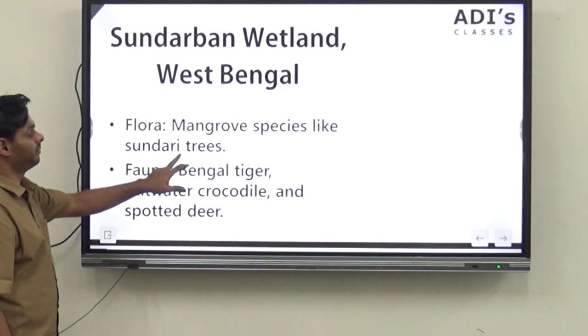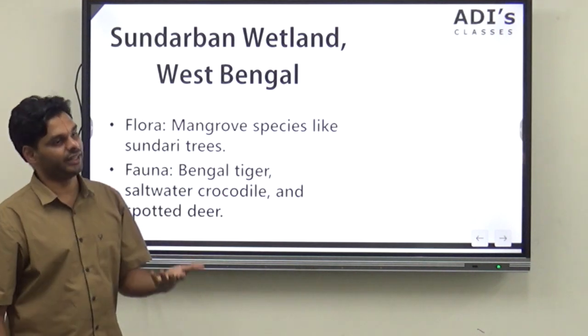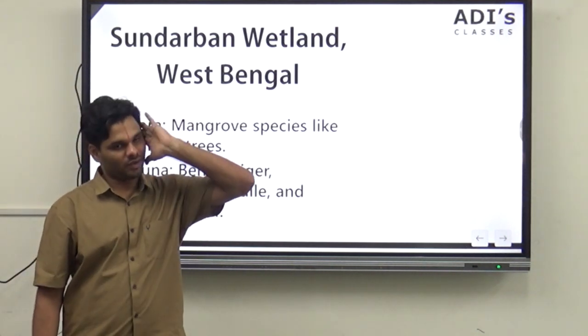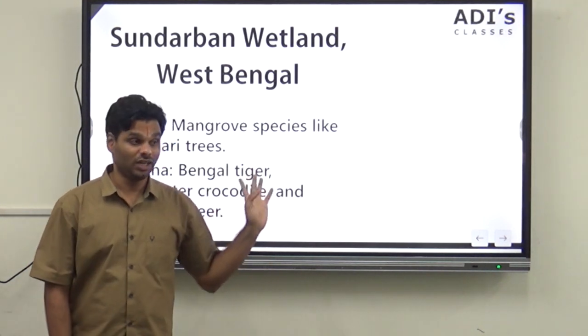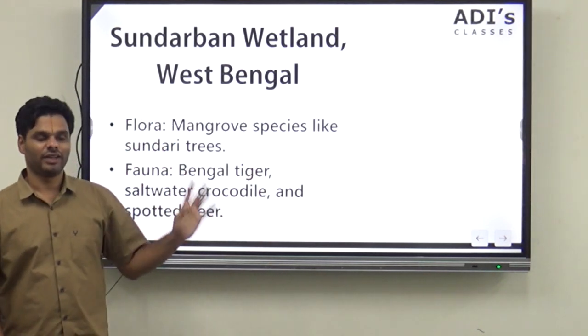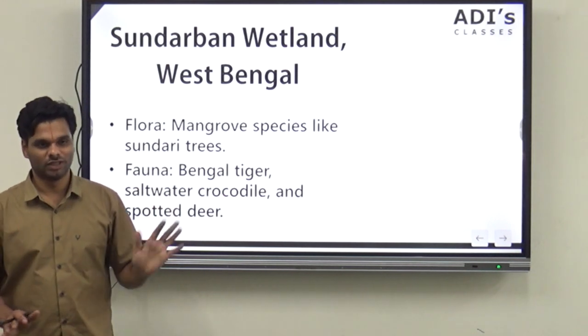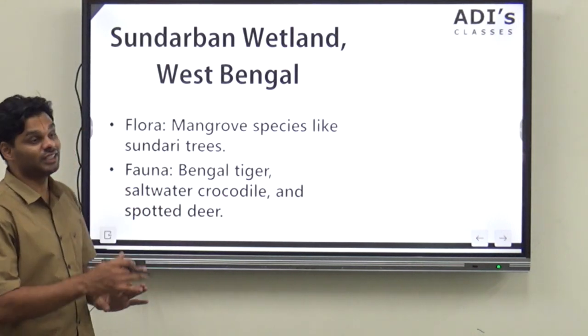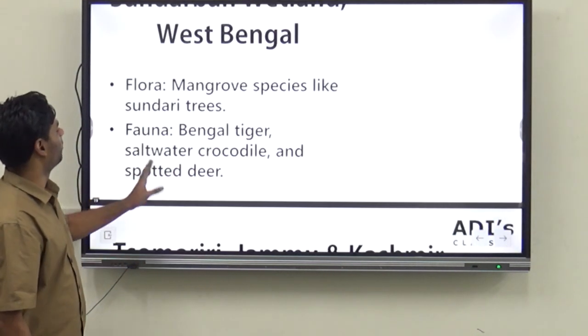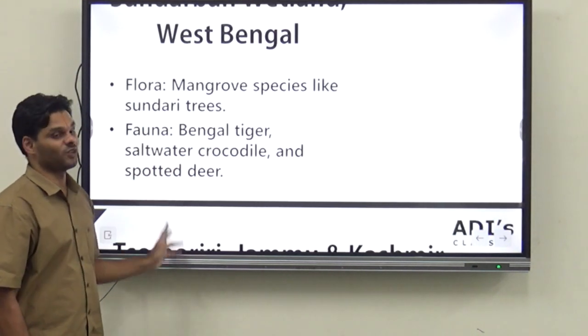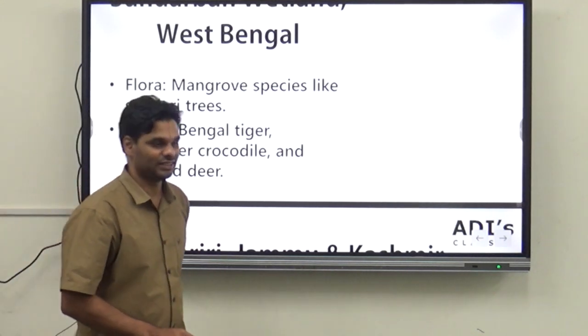One of the most famous mangrove trees is the Sundari tree. This has been asked long back. I think at least 15-20 years back, I don't know. But the Sundari tree question has come. Where do you find the Sundari tree? Sundarban. Sundarban is named after what? Okay. Fauna: Bengal tiger, saltwater crocodiles and spotted deer.